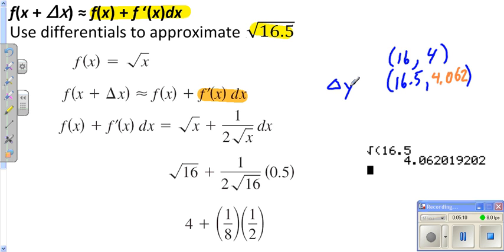Well, your change in y is the difference in these two y values. So you take the big one minus the small one, so your dy is really just 0.062. So if you're ever looking for dy, you plug in your two values and subtract the two y values because you're looking for your change.